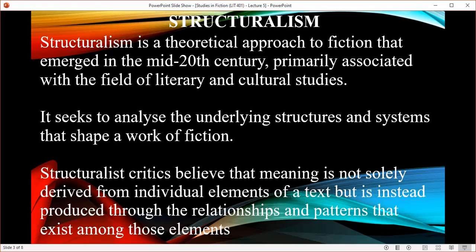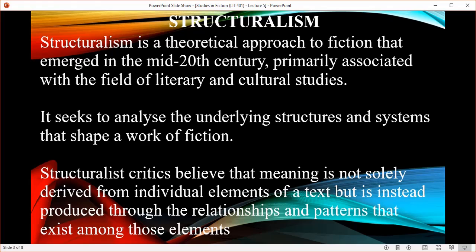Through structuralism, we look at the systems that are put together to create a structured, coherent work of fiction. So, as an analyst adopting structuralism, the idea is that meaning is not solely derived from individual elements of a text, but is a product of relationships and patterns that exist among different elements.